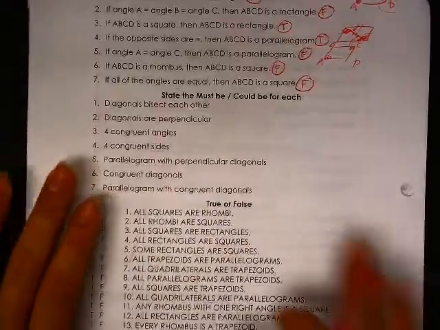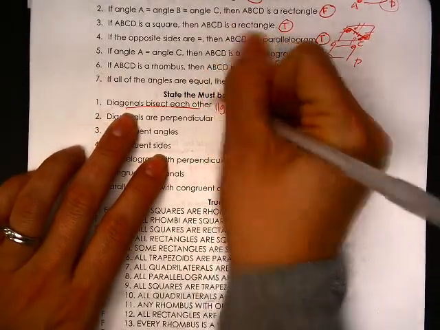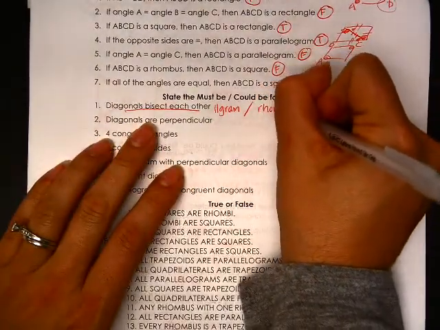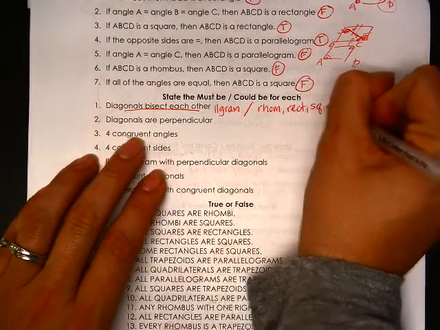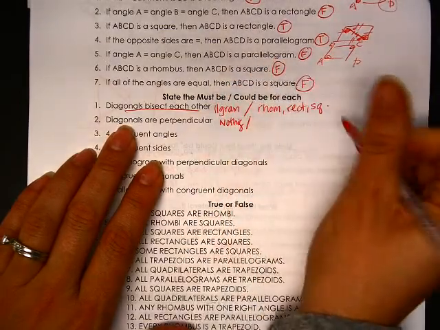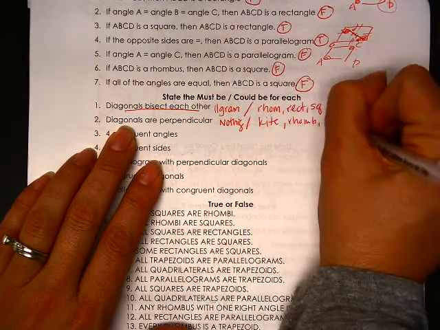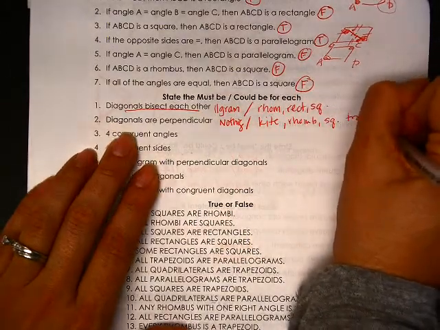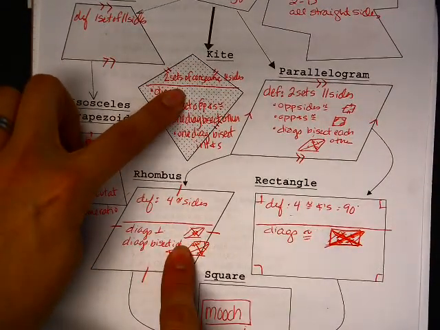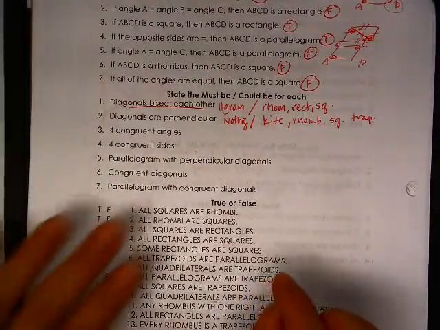Alright. Diagonals bisect each other. That's a theorem. We know it's a parallelogram. It's like the 5th time this has shown up. That must be. Could be is any of the types of parallelograms: rhombus, rectangle, and square. Diagonals are perpendicular. Nothing must be. But it could be a kite. It could be a rhombus. It could be a square. It could be a trapezoid. It could be lots of different things. So if it's in different kinds of regions, then it doesn't have to be either one. So that's something to think about.